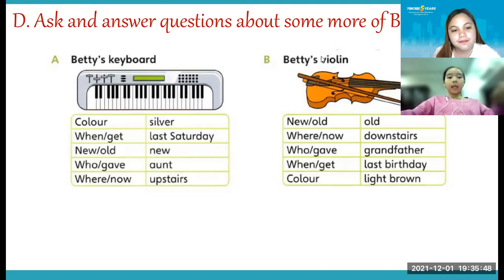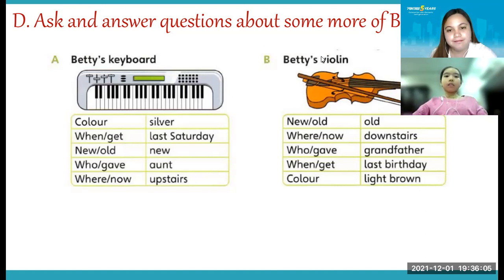It's last Saturday. Is the keyboard new or old? It's new. Who gave that keyboard to her? It's her aunt. And where is the keyboard now? It's upstairs. Very good. Okay, so now you ask me questions about Betty's violin.